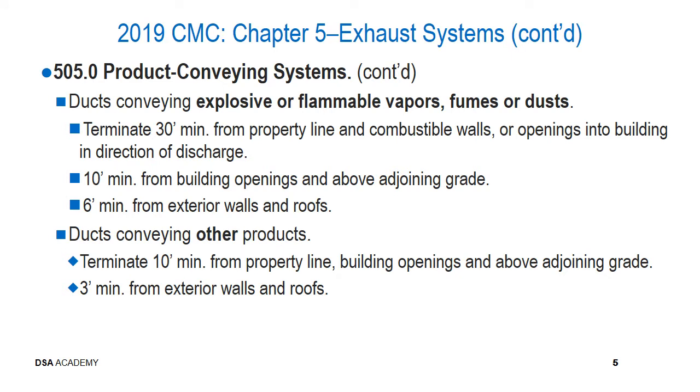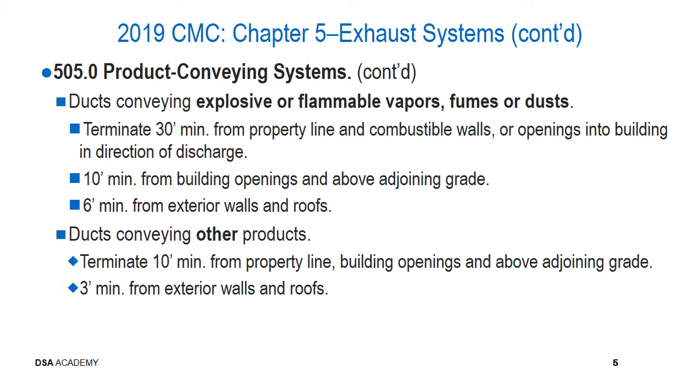Ductwork that conveys any explosive or flammable vapors, fumes, or dusts has some special requirements, obviously. They're required to terminate 30 feet minimum from the property line and any combustible walls or openings into the building in the direction of the discharge. They must terminate 10 feet minimum from all building openings and above adjoining grade. They're also required to terminate 6 feet minimum from exterior walls and roofs.